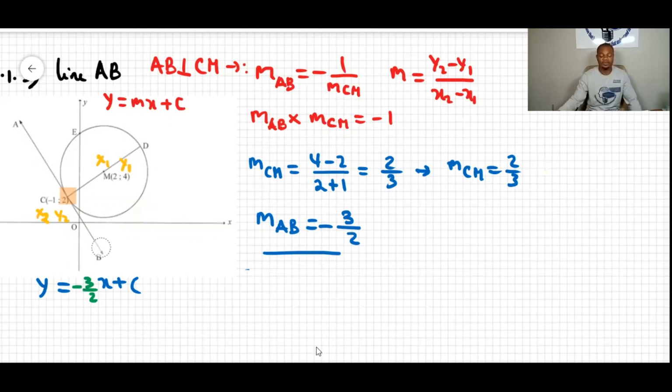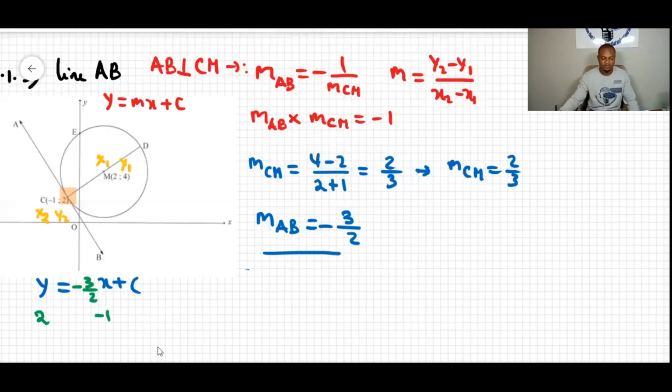Now we can sub in a point. We can use the point C to find the value of c. Note that this c is not the same as this C. They are different, just by coincidence that we have the letter c here and the letter C there. So now I want to sub in the coordinates of C: -1 for x, and 2 for y.